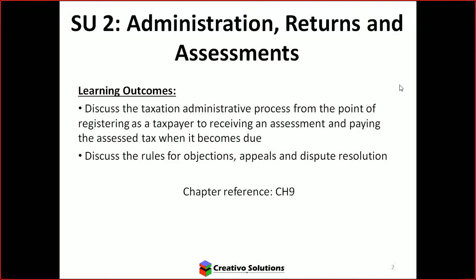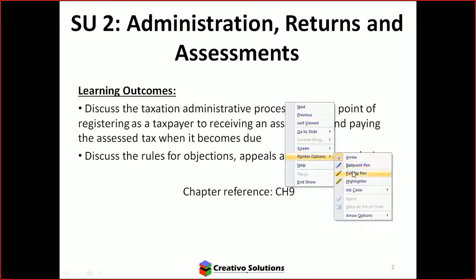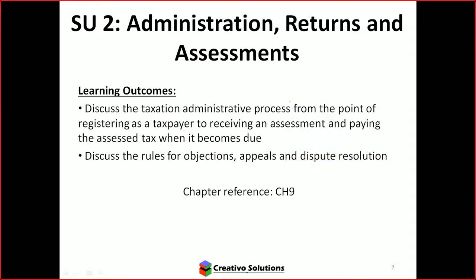So we're going to look at the process. So how does an individual go about appealing or objecting to a tax assessment? That's something that we need to look at, we need to discuss. We also need to look at things like when does the assessment become due? When do we have to object by? Okay, what are the deadlines?